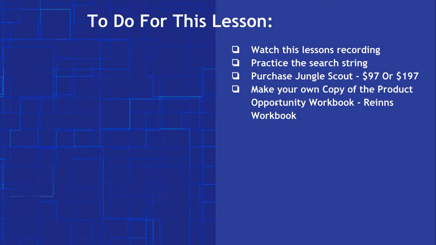Okay, so to do for this lesson: watch this lesson's recording, practice the search string. Purchase Jungle Scout if you can, either of these, but I recommend the 197. Make your own copy of the product opportunity workbook, which is the Reinns workbook. It's in the slides here.